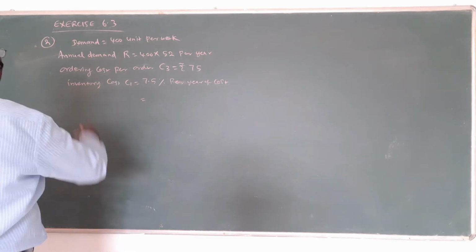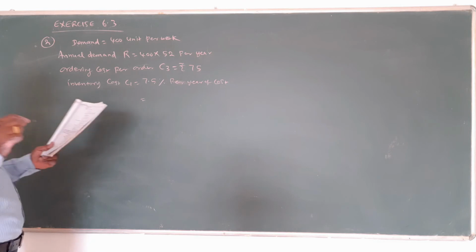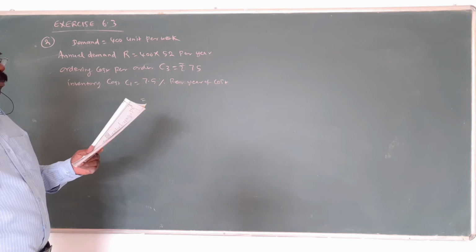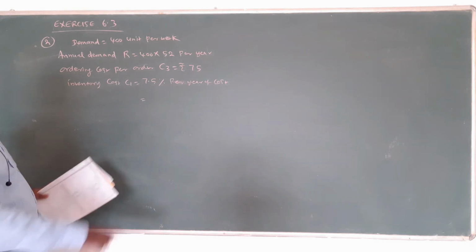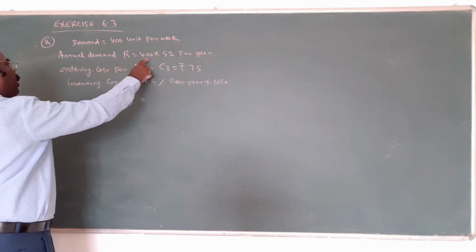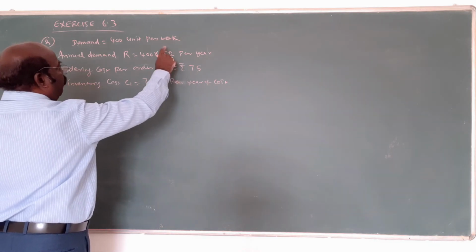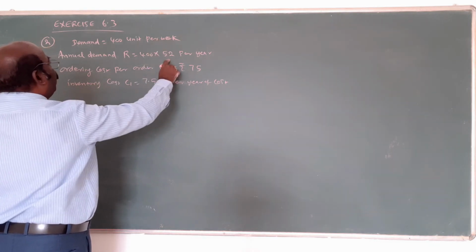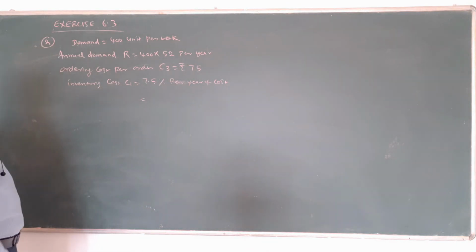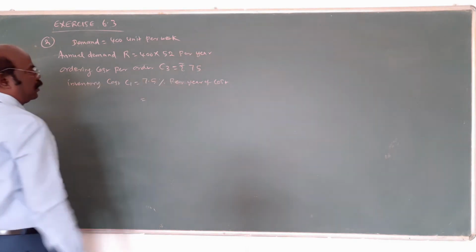Now, second question. Read the question. A dealer has supplied his customer with 4 units of the product every week, but demand is 4 units per week. Annual demand is 400 into 52 weeks, 52 weeks per year. In 1 year, 52 weeks are there. The ordering cost per order is K equal to C equal to 70 rupees.